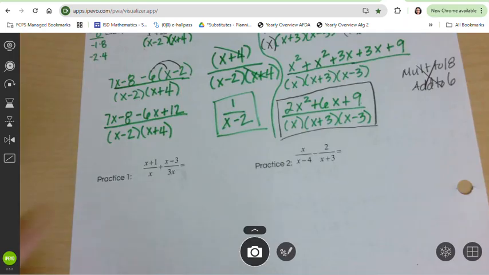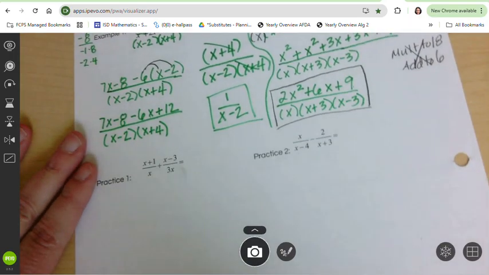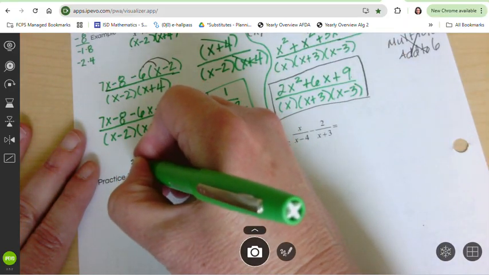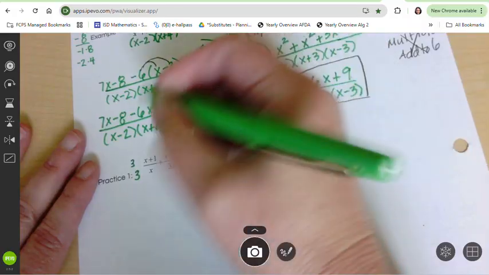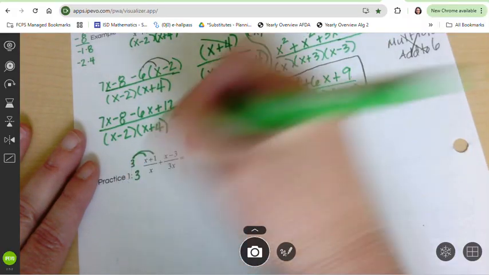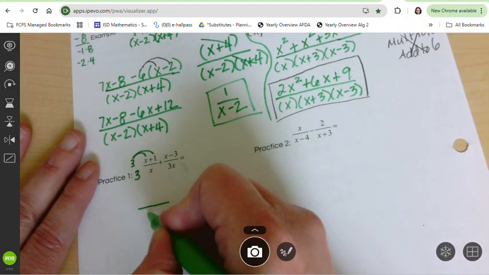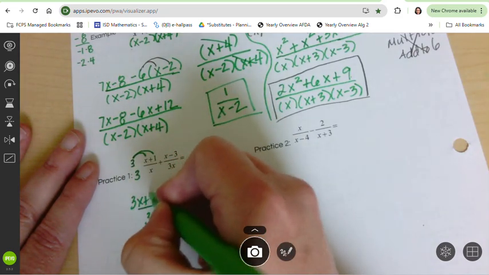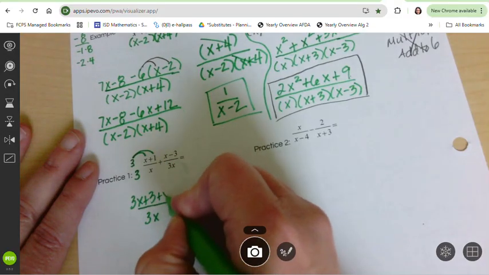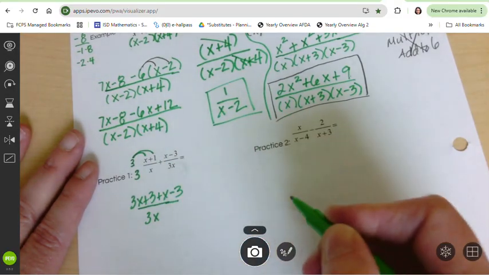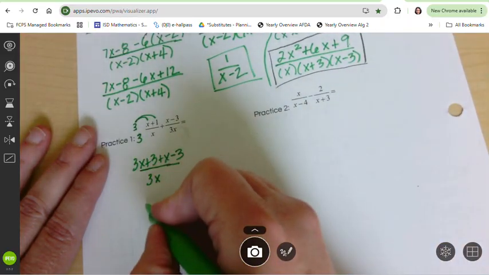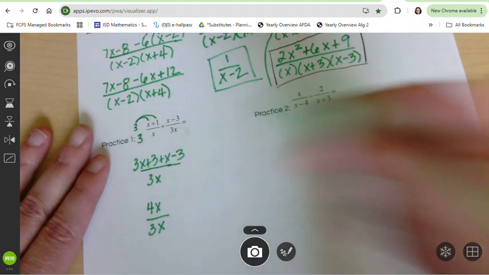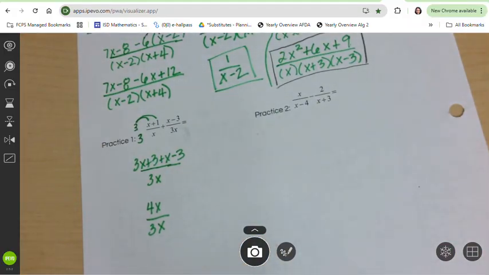All right, this one, I saw a lot of good work around the room. We wanted a common denominator of 3x, so we had to multiply the first one by 3 over 3. This 3 does distribute to both the x and the 1, so you write your denominator 1 time, and that makes a 3x plus 3, and then plus the x minus 3. So 3x plus x makes 4x, and 3 minus 3 cancels out. And then in the last step, you cancel what? x's. Good.